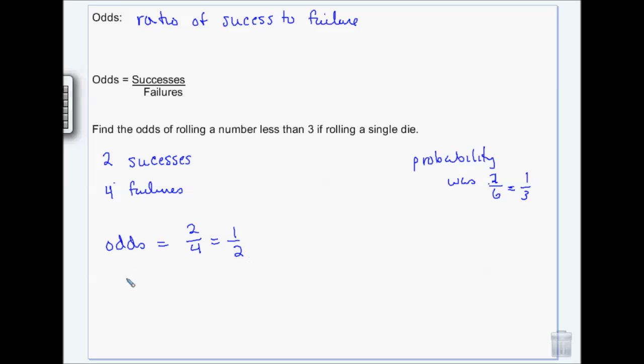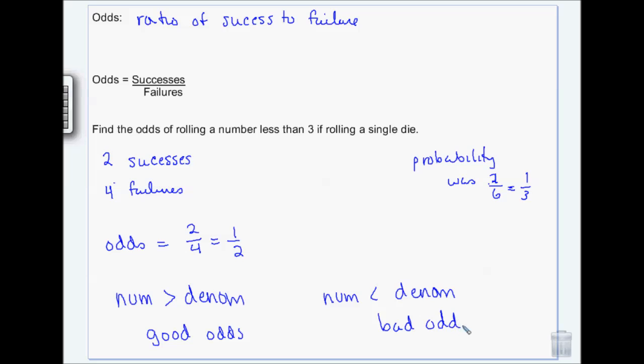The nice thing about odds is, if your numerator is greater than your denominator, that means your successes are higher than your failures. These are good odds. If your numerator is less than your denominator, these are bad odds. This is saying if I roll the dice 3 times, 2 of those 3 times I'm going to fail at getting a number less than 3. You wouldn't want to gamble on this, right?